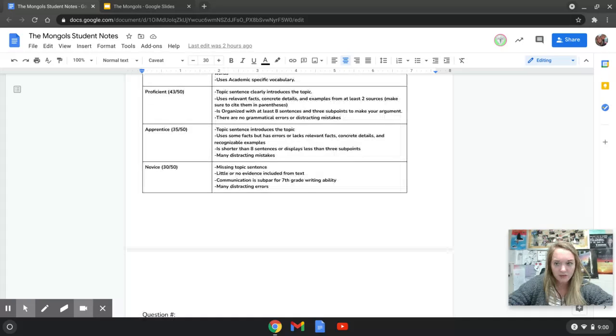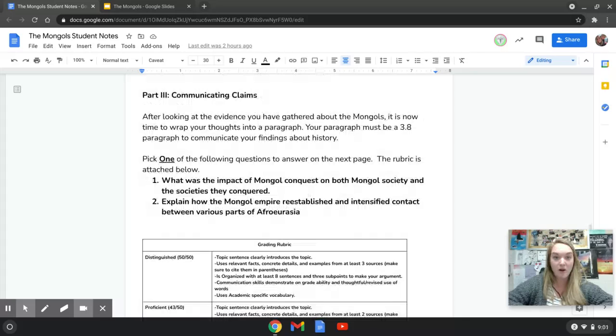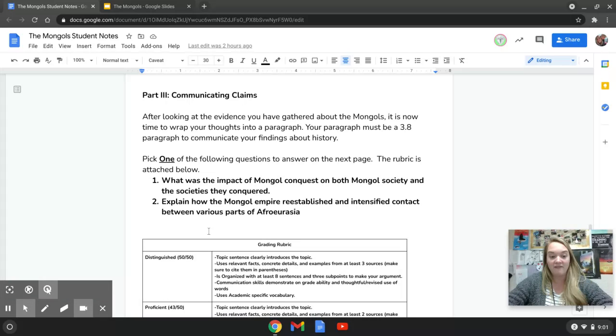So then that's where you answer the next spy journal. Okay, here is your third part. This is probably the toughest part, but this is important, and this is how I'm going to grade you. You need to have all this stuff completed, but you also have to have this writing part complete. So after looking at the evidence you've gathered, like all the stuff above, it's time to wrap your thoughts into a paragraph. Your paragraph must be a 3.8 paragraph. No doubt about it. If it's not 3.8, then it already knocks you down from distinguished. It must be a 3.8 paragraph to get a 50 out of 50.